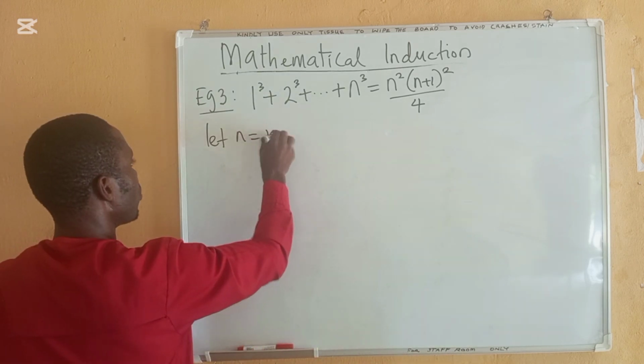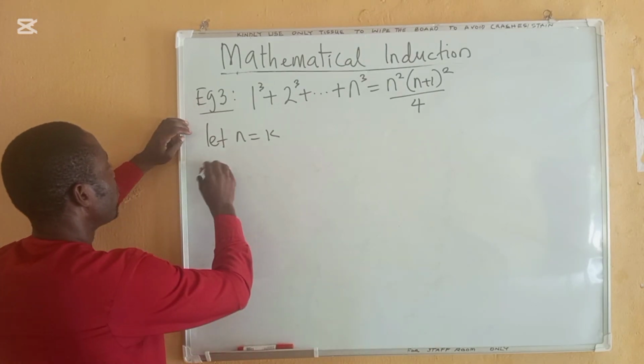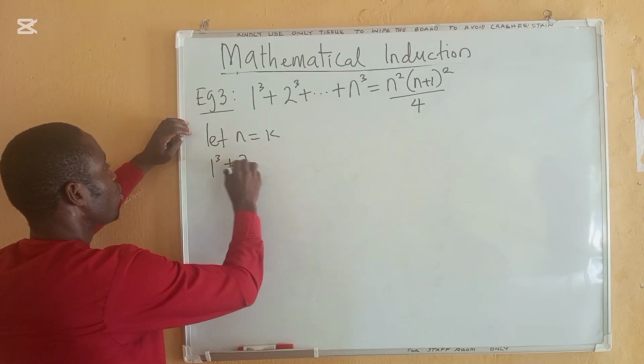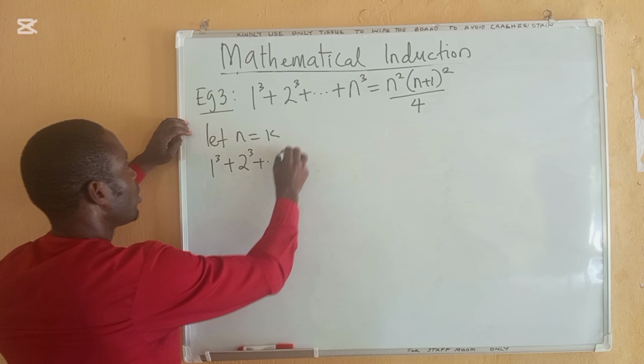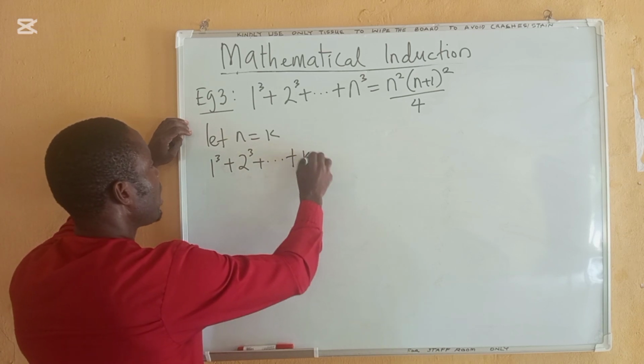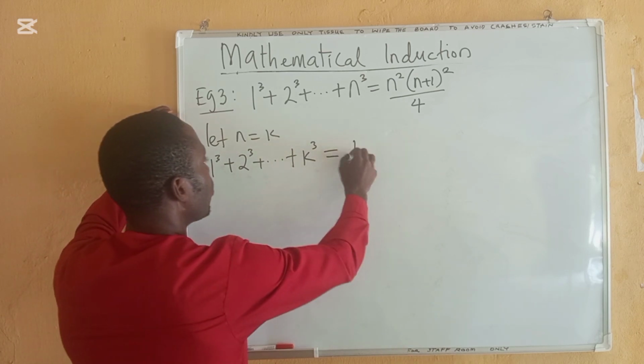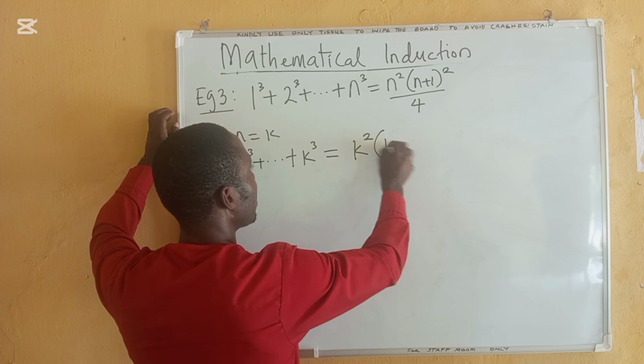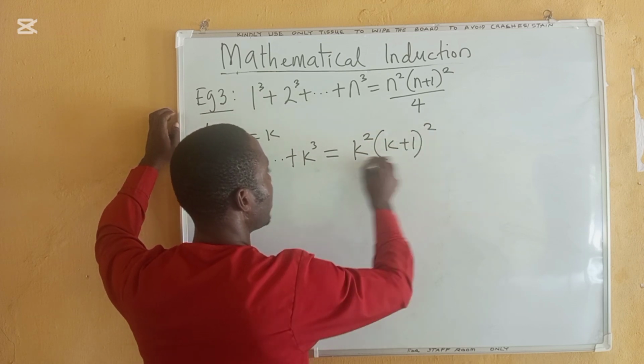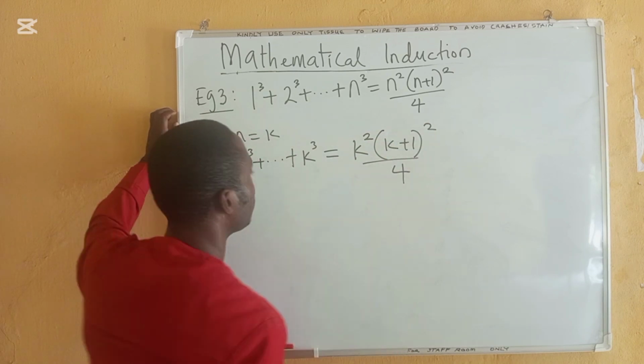Let n be equal to k. So we have 1 cubed plus 2 cubed plus dot dot dot plus k cubed is equal to k squared into k plus 1 all squared divided by 4.